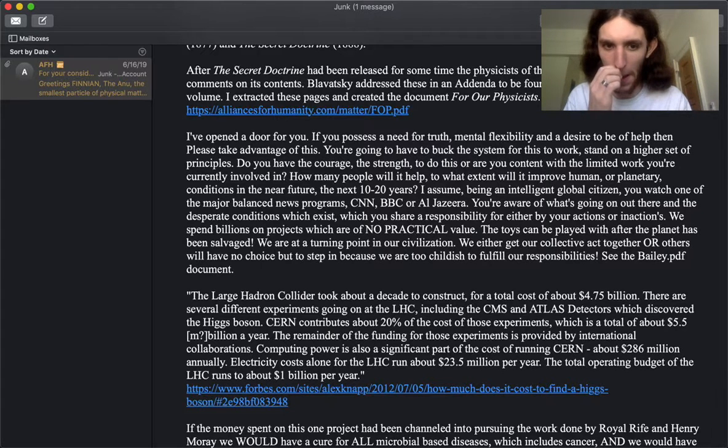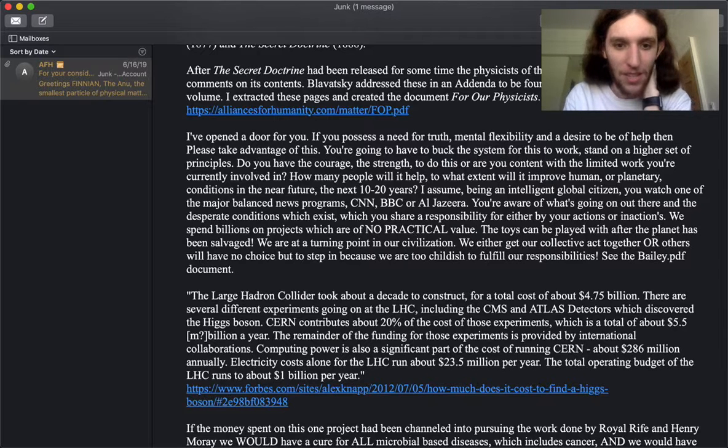Now they're appealing to my personal growth. "How many people will it help, and to what extent will it improve human or planetary conditions in the near future, in the next 10 to 20 years?" That's a question I would assume they would answer. "I assume, being an intelligent global citizen, you watch one of the major balanced news programs, CNN, BBC, or Al Jazeera. You're aware of what's going on out there and the desperate conditions which exist." So now they're talking about the global situation, which you share responsibility for either by your actions or inactions.